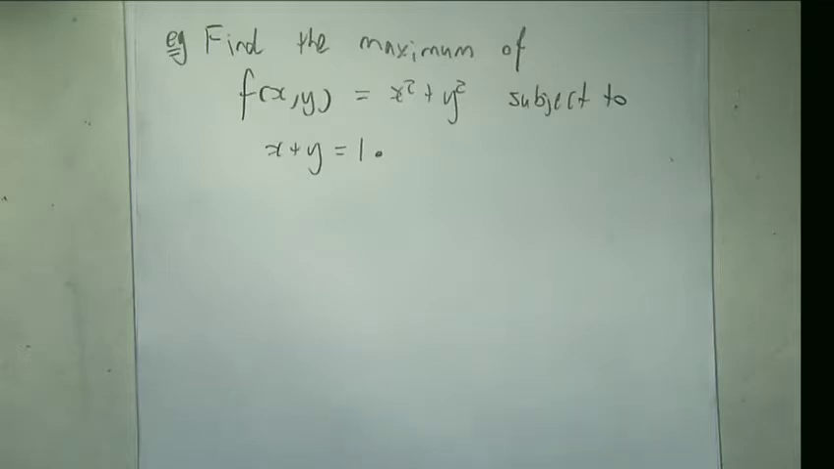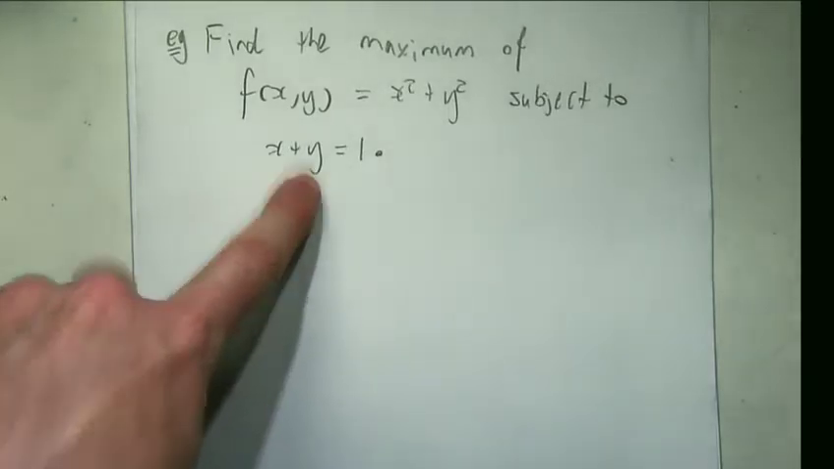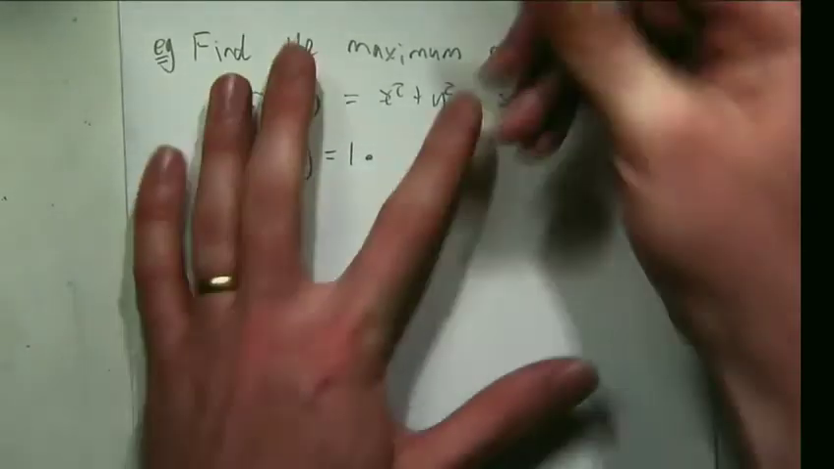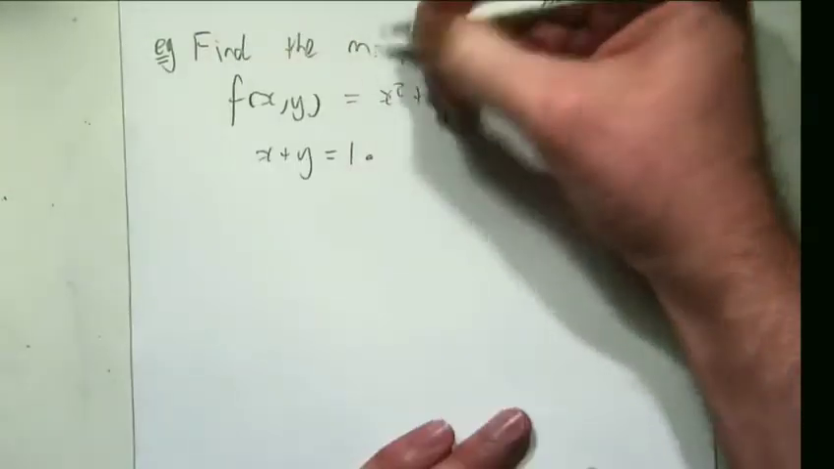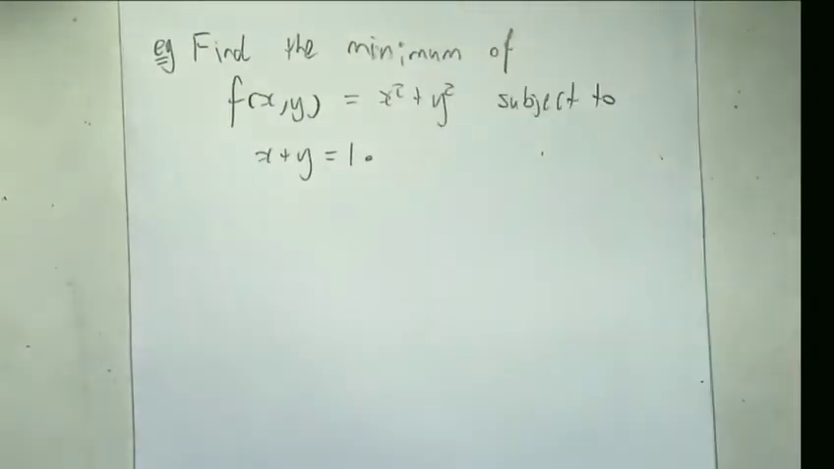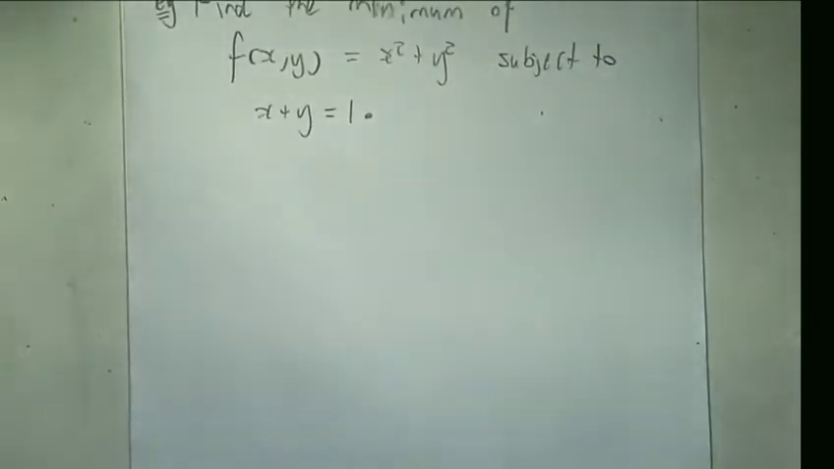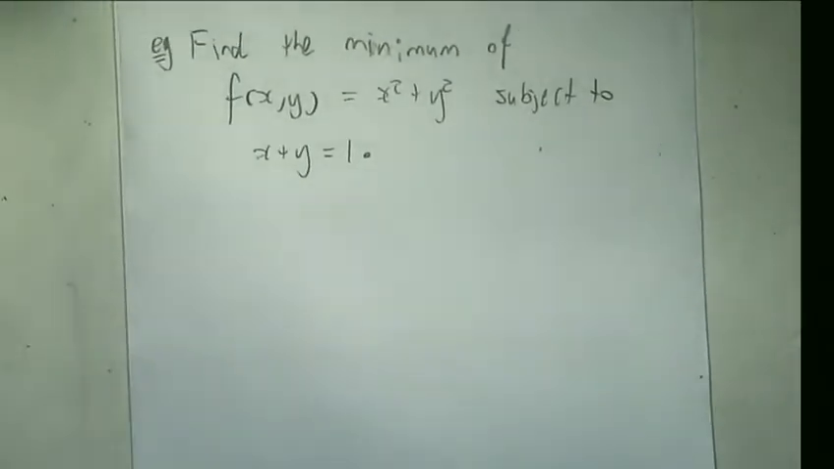x squared plus y squared doesn't have a maximum if you look at everything, but it will have a maximum subject to this. Okay? Hopefully. No, sorry, minimum. It will have a minimum subject to this. It does actually have a minimum, but some of them don't have one at all.